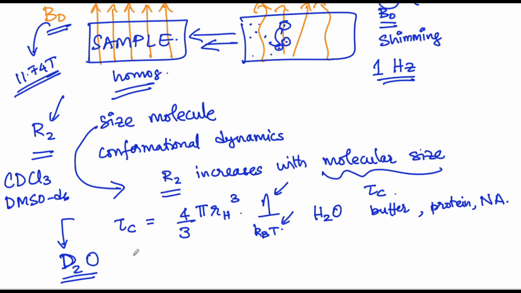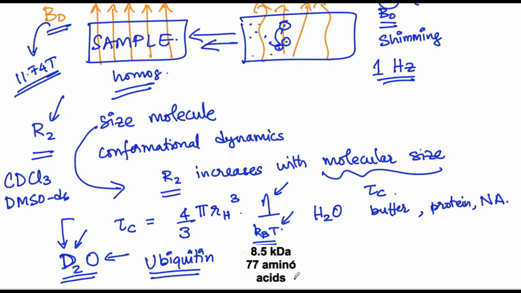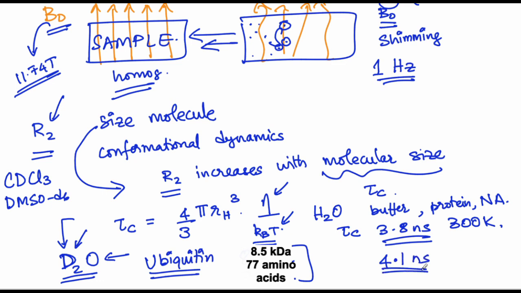I want you to go back and think about how viscosity changes with addition of D2O. And remember, the properties of the solvent also change when you have a heavier isotope. For instance, the freezing point ends up changing. Let's say we take a small protein, which is a model protein for NMR spectroscopy, called ubiquitin. This protein has a tau c of 3.8 nanoseconds at 300 Kelvin. This calculated value, when compared with the measured value of 4.1 nanoseconds, agrees nicely, largely because this protein is quite spherical in nature.